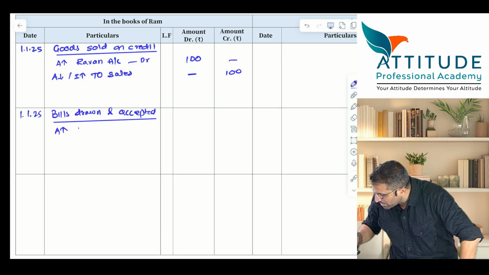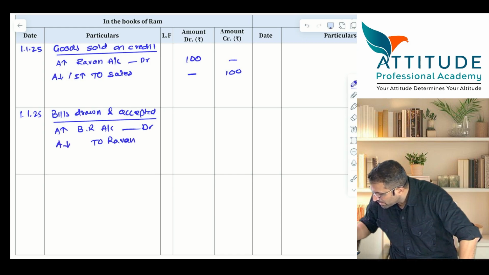Asset increases. Bills receivable account debit to Ravan. Ravan account gets closed. Asset reduces 100.